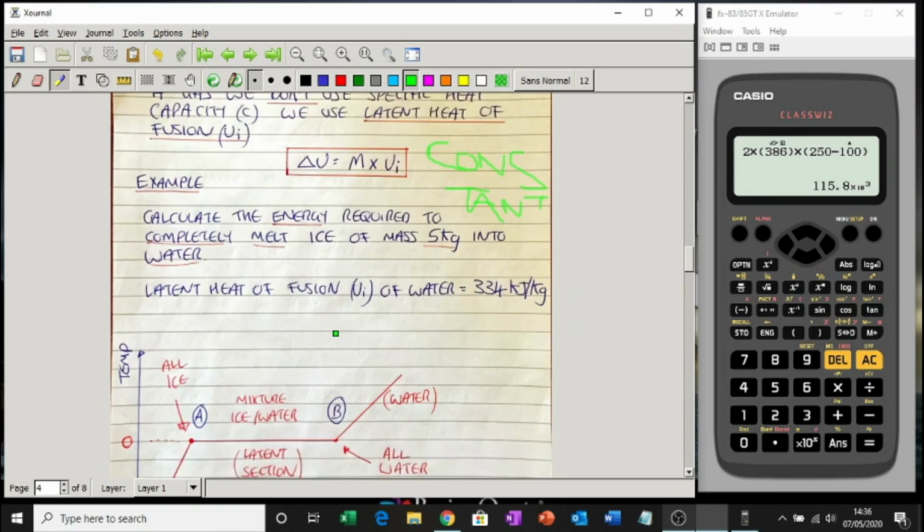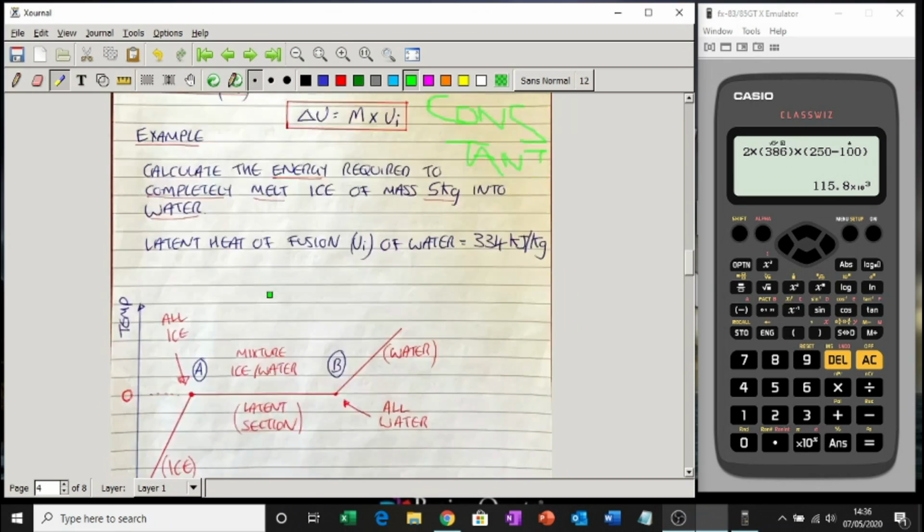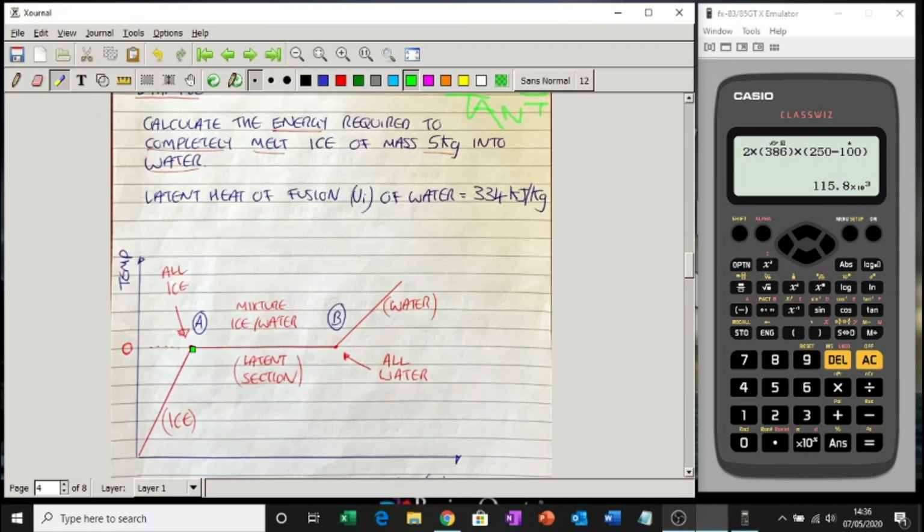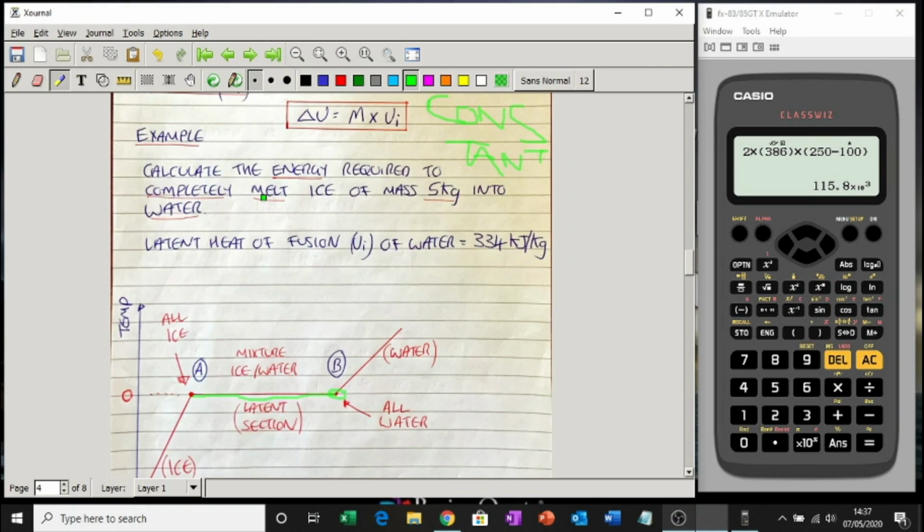So in this example, we need to work out the energy required to completely melt. Don't forget, this is ice, this is naught, so it starts to melt. The bonds have been broken, it's starting to melt. At this point, we assume it's all water. All the bonds are broken. It's all water, so it's completely melted. And then we can go on to heat the water up.